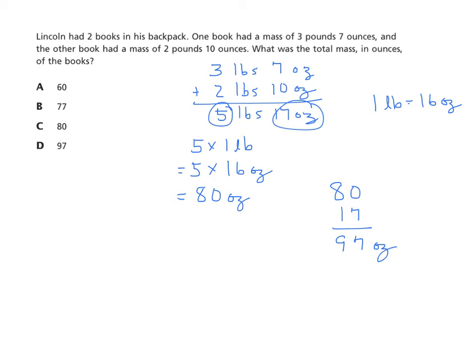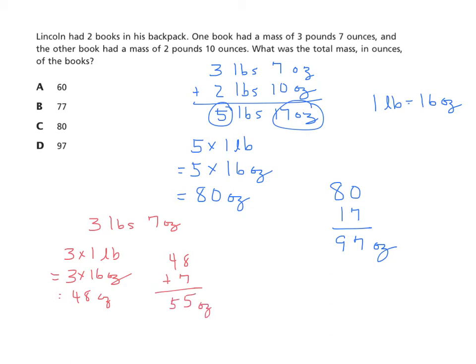Again, we could have done this otherwise. I could have converted, I'll do it in red. We had 3 pounds, 7 ounces. And I'm going to convert that 3 pounds. So 3 times 1 pound equals 3 times 16 ounces equals 48 ounces. 48 plus 7 equals 55 ounces. And I could have taken my other 2 pounds, and 2 times 16 is 32, plus my 10 ounces, and I end up with 42. I could have found the sum of 55 and 42, and I'd get 97. Either way, I just wanted to show both approaches in case you prefer one over the other. The answer is 97 ounces. All right.